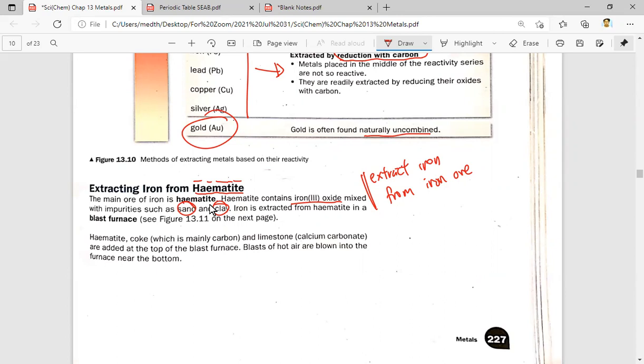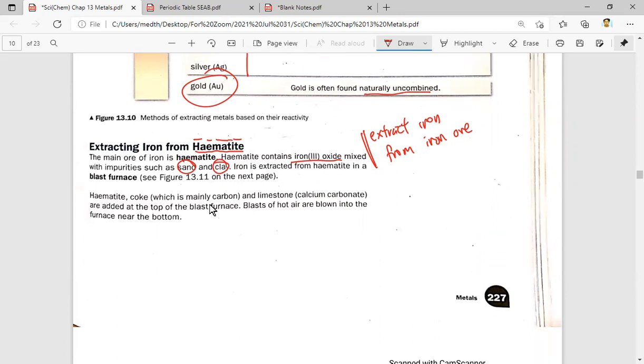Okay, so how do we really extract it? We actually throw hematite, coke, and limestone at the top of the blast furnace. Then hot air is blown into the furnace near the bottom. So three things go in from the top, one thing goes in from the bottom. Then there's like some cooking. So you let it cook, and when it's finished, you'll get your pure iron.